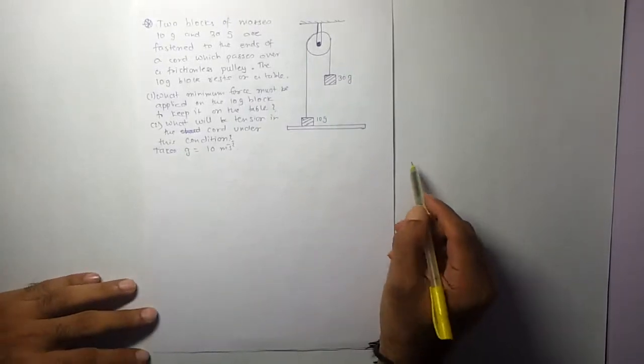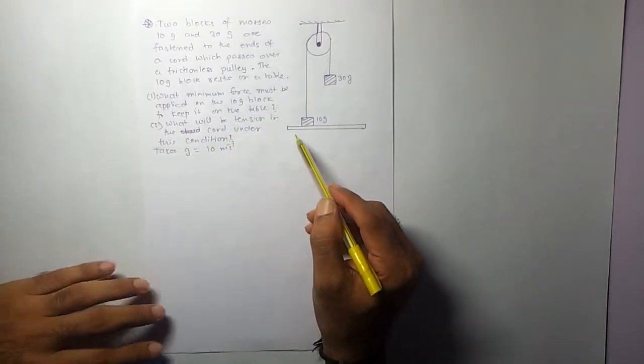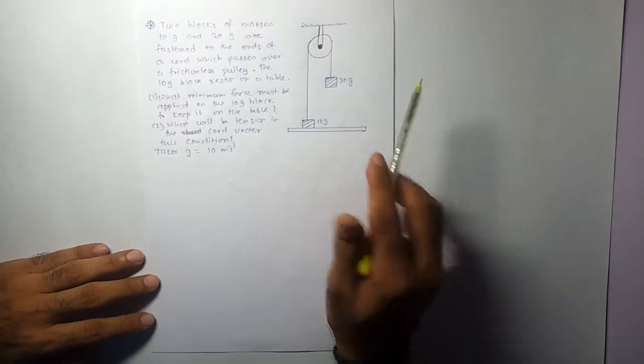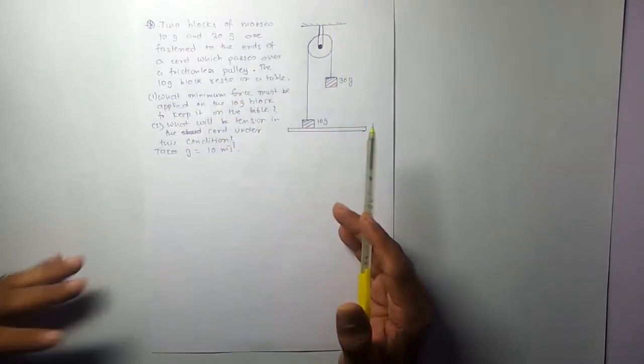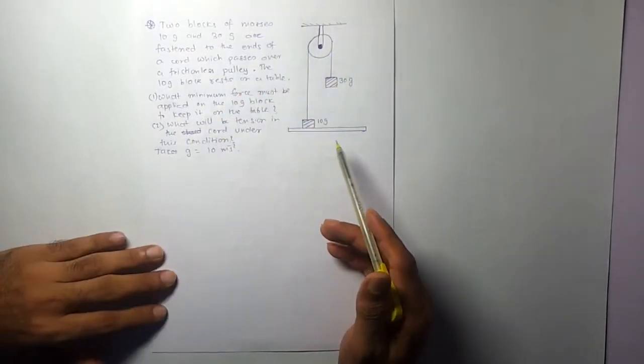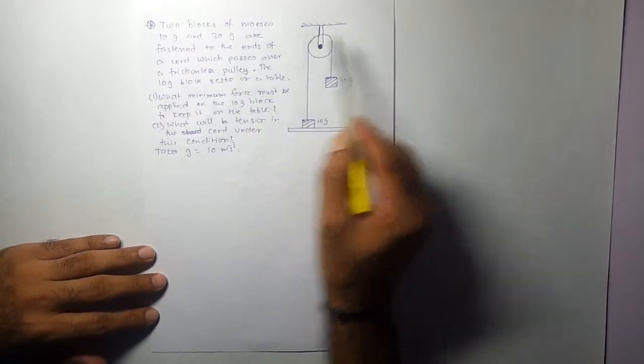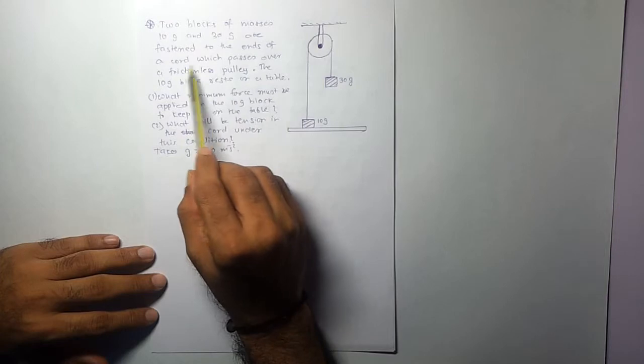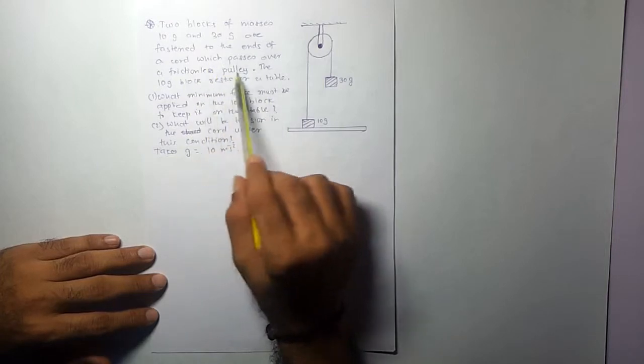Hello friends, this is one more video on connected motion and free body diagrams. So I have chosen a numerical to once again explain to you how to handle questions on free body diagrams. So this is the question: two blocks of masses 10 gram and 30 gram are fastened to the ends of a cord which passes over a frictionless pulley.